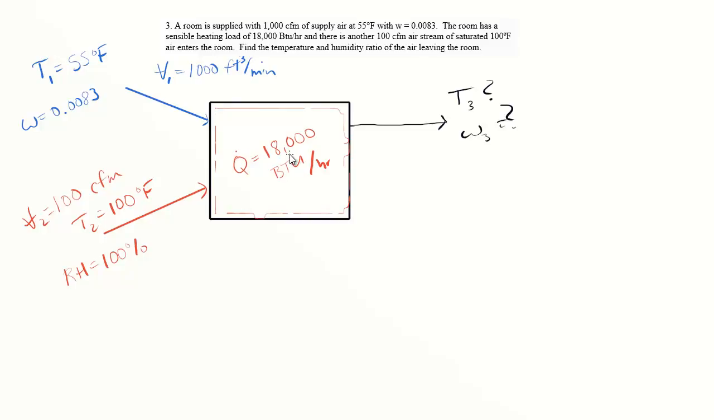So what you should first notice is that at both of these states we have two intensive properties here, and so we can fix this state. So with this temperature and with this humidity ratio, we can know all the other psychrometric properties, and I'll point you to my whole series of videos if you want to know more about how to calculate different properties from these different parameter values we have here.